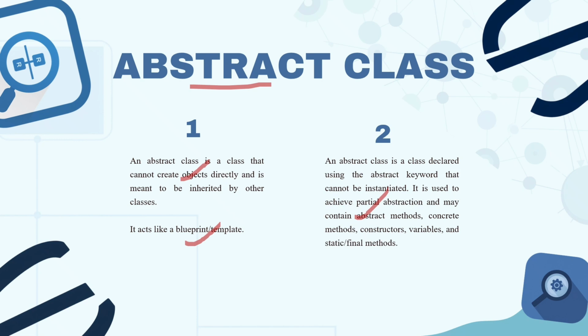That is why abstract classes achieve partial abstraction. It actually means the class can contain both implemented methods and abstract methods. One more important point is we cannot create an object of an abstract class directly. In other words, we can say abstract classes cannot be instantiated. They are only meant to be inherited and used by child classes.